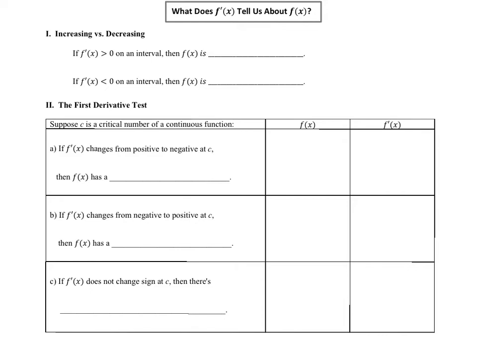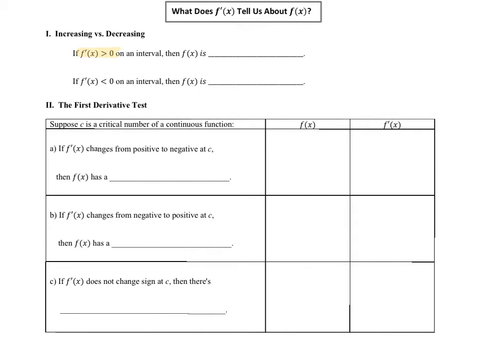Hey everyone, in this section we are taking a look at the first derivative and what it tells us about the original function. So we are going to be thinking graphically quite a bit here. Starting off with if the first derivative is positive. Remember, the first derivative is the slope of the tangent line.